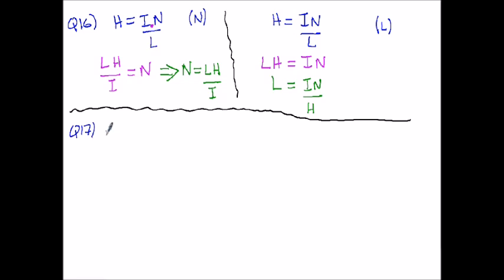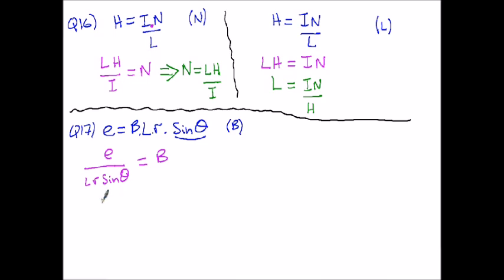Question 17, we're given E is equal to B multiplied by L multiplied by R, and it's multiplied by sine theta. Initially they want us to make B the subject of the equation, so as the L, the R and the sine theta, don't forget sine theta is all one function here, is multiplying the B, we simply divide both sides by the L, R and sine theta. So E divided by, on the left hand side, the L, R and the sine theta is equal to B. Simply turn the equation around.